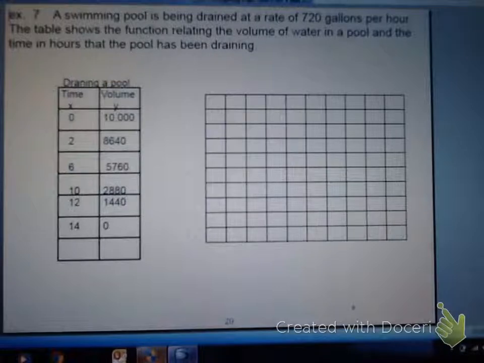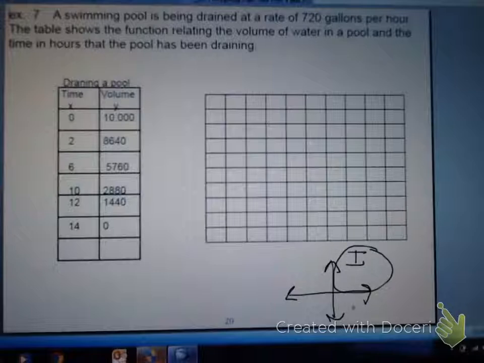Example 7. A swimming pool is being drained at a rate of 720 gallons per hour. The table shows the function relating the volume of water in a pool and the time in hours that the pool has been draining. So time is x and volume is y. We are going to graph this, but notice we don't have a coordinate plane with 4 quadrants. It is just quadrant 1. We're zoomed in on quadrant 1 because that's the only quadrant where both x and y are positive. There is no such thing as negative time, and there is no such thing as negative volume. So that's why we only have quadrant 1.